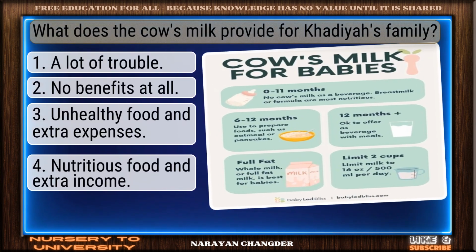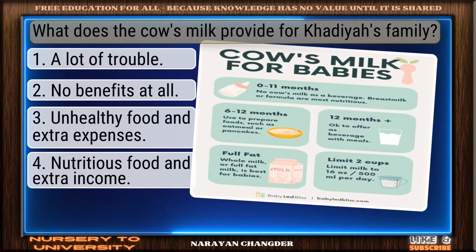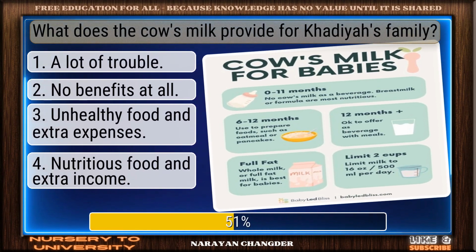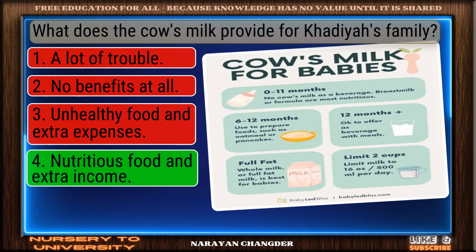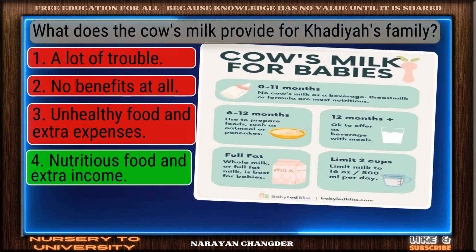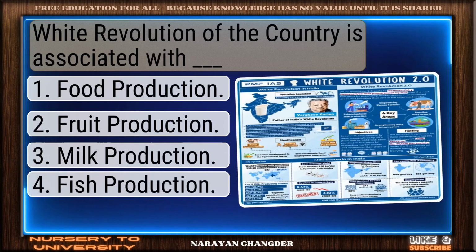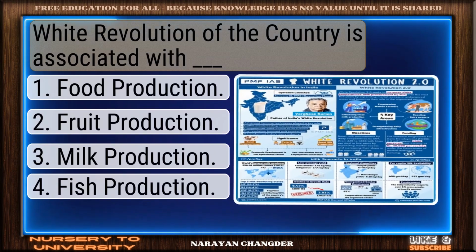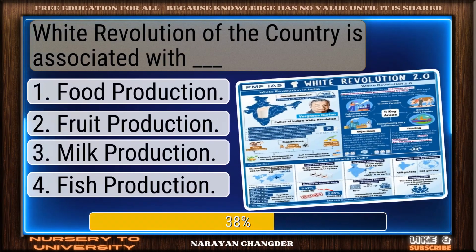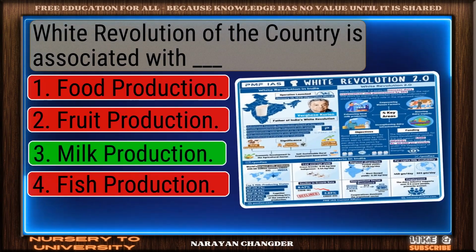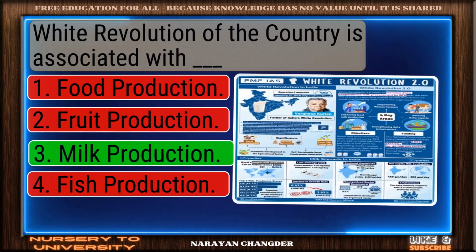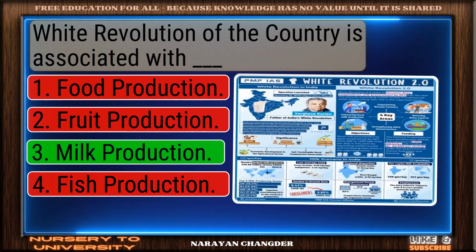What does the cow's milk provide for Kadia's family? Smart move. Nutritious food and extra income is an accurate answer. White revolution of the country is associated with dash. You chose milk production, and it is correct.